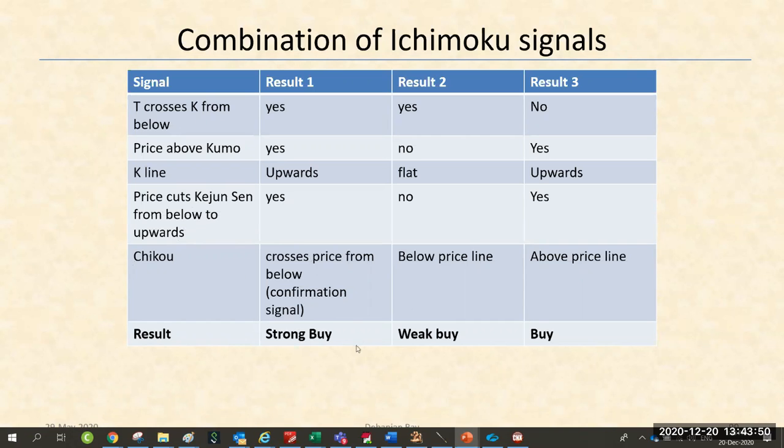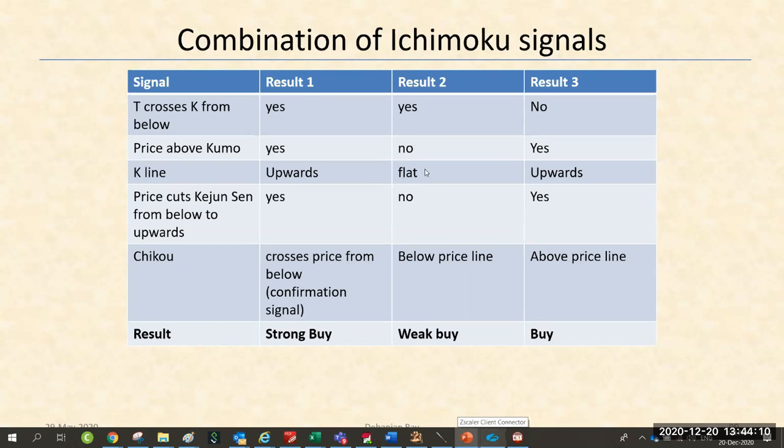Chikou crosses this one. It is a strong buy, because multiple signals are showing you it is a buy. You must buy it. Then there is a weak buy. In fact, this book explains very clearly the strong buy and the weak buy.